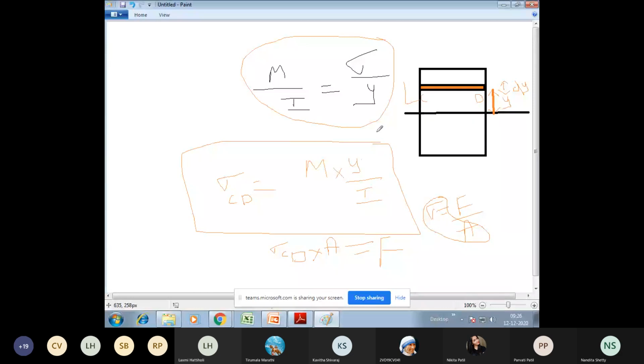This is my left side. This is my right side. On the left side, I had the moment m. On the right side, I had the moment m plus dm. So at the left side, first I have written the bending stress, that is m into y by I. Now I want the force acting on the left side. If I multiply this into the cross-sectional area, I get the force.